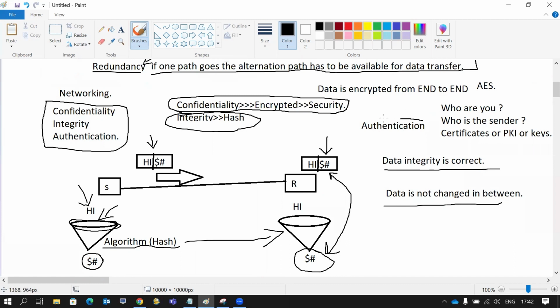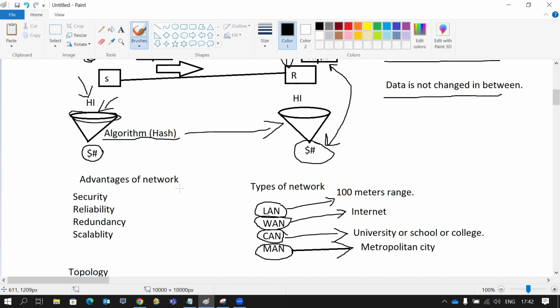Next thing is authentication. Authentication stands for who are you? I mean, who is the sender? How is he being authenticated? Let's say in this case, the sender might have some certificate which is validated by the receiver using certain mechanisms at the back end. We'll come to that part later on, but for now, understand that by some means the authentication is performed.